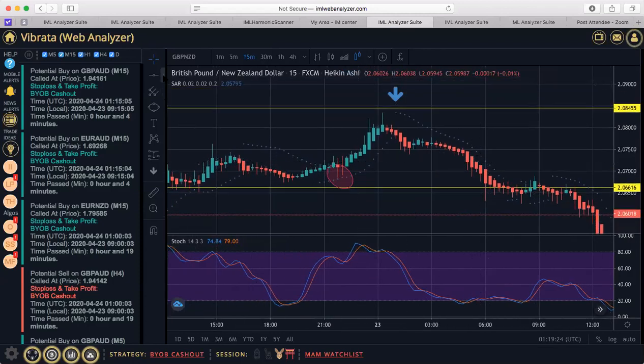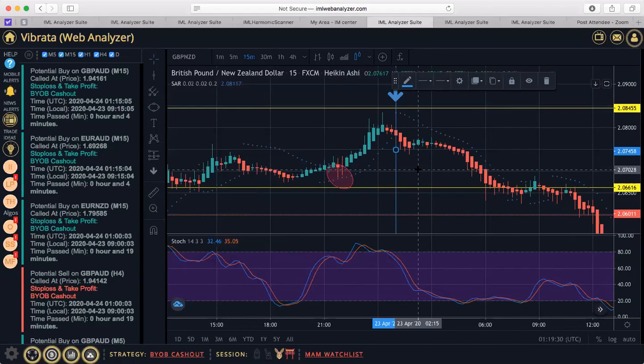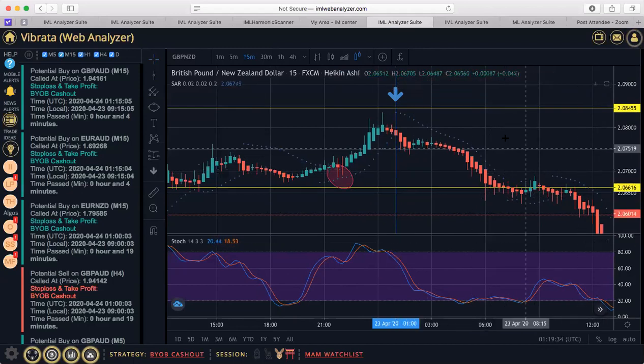Now, time frame confluence, okay? I'm going to draw this line for you guys right here. This is where everything lined up.